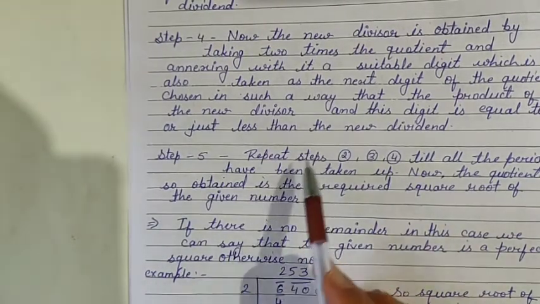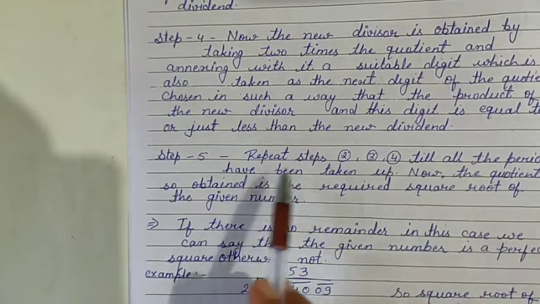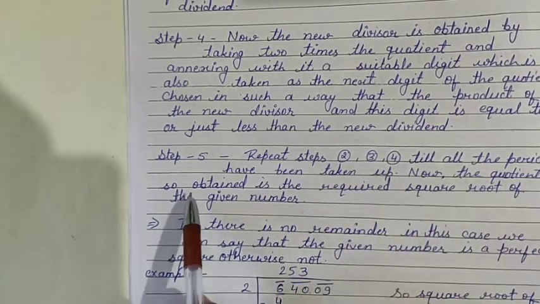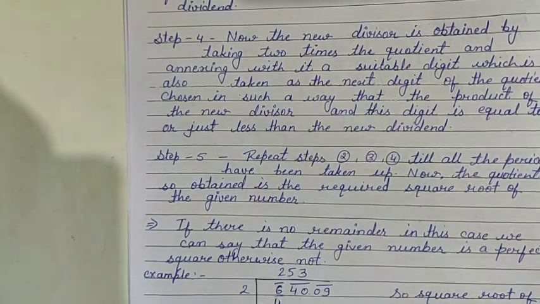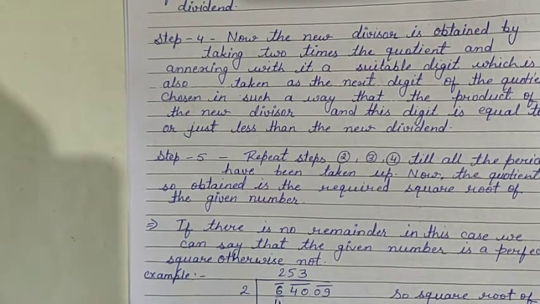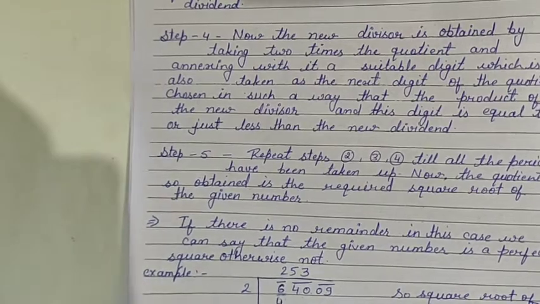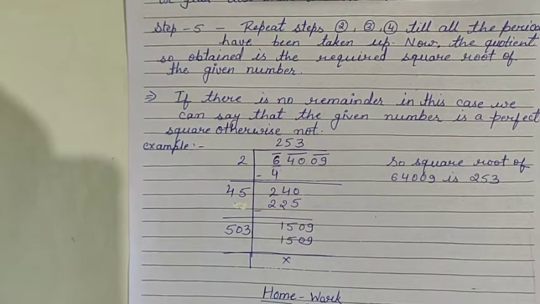Step number 5. Repeat steps 2, 3 and 4 till all the periods have been taken up. Now the quotient so obtained is the required square root of the given number. If there is no remainder in this case, we can say that the given number is a perfect square, otherwise not. For example, we have to find the square root of 64,009.